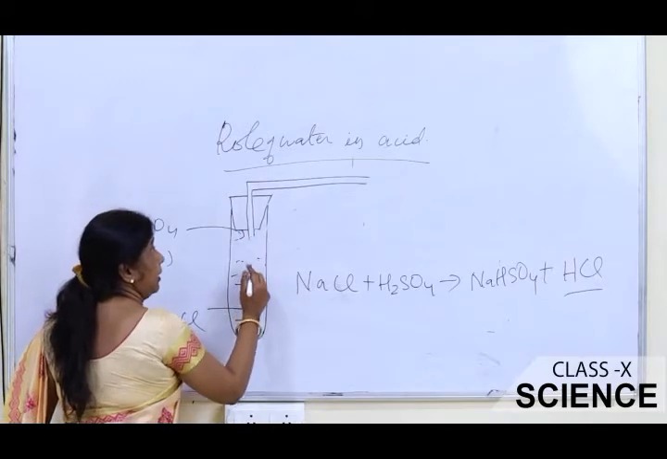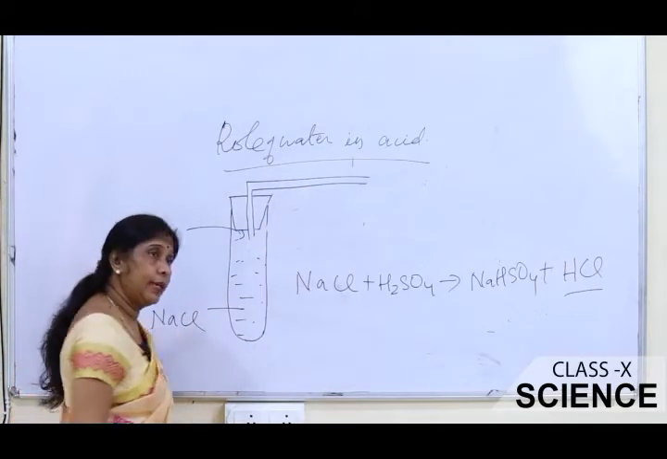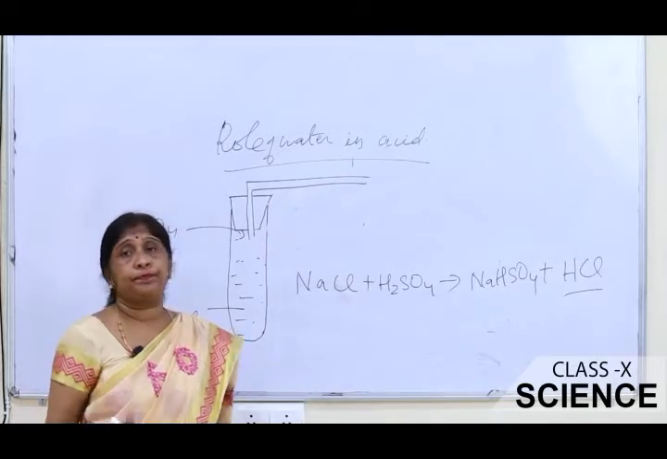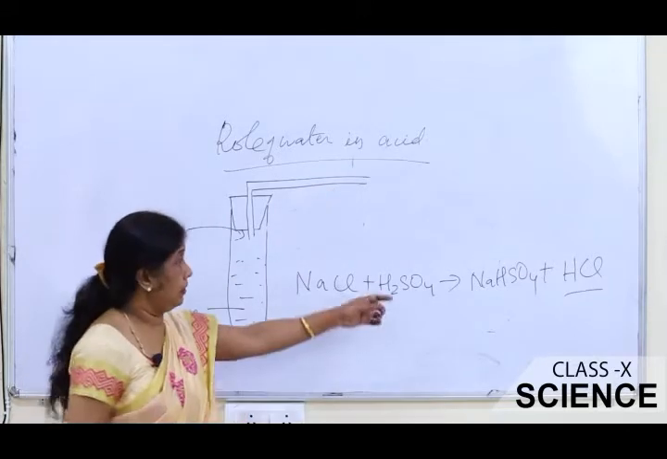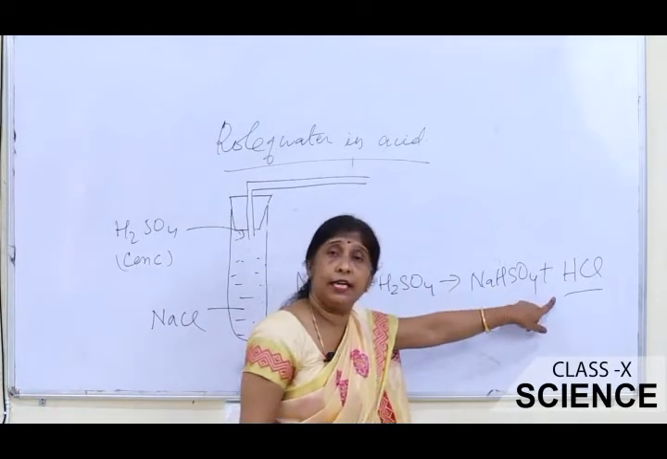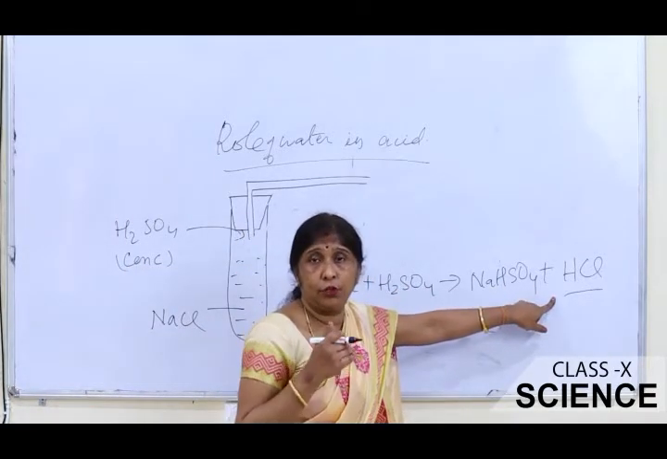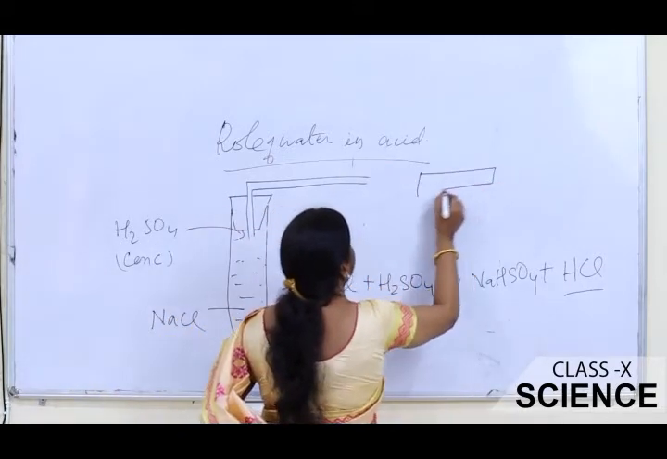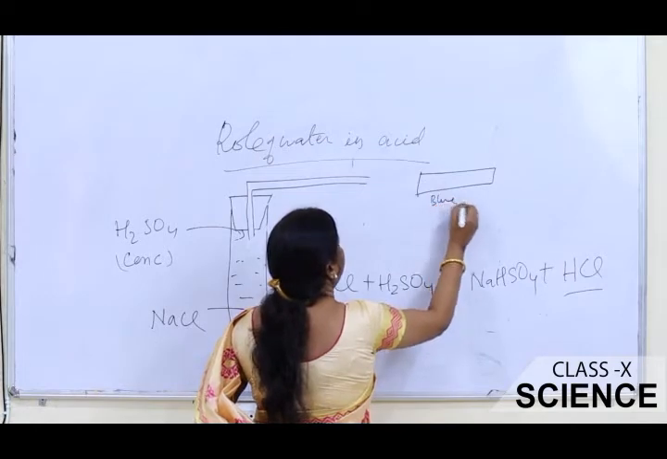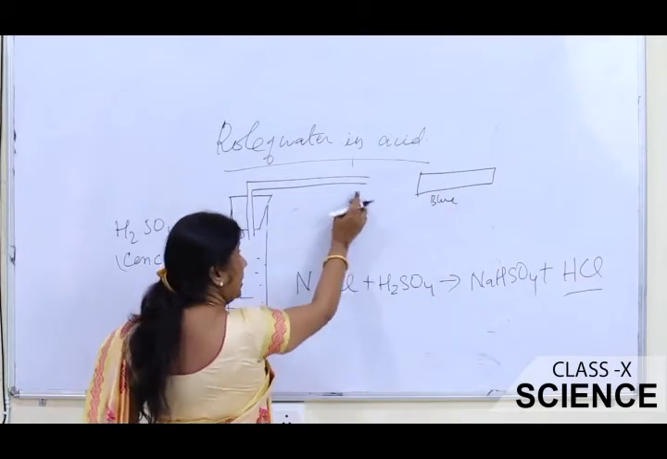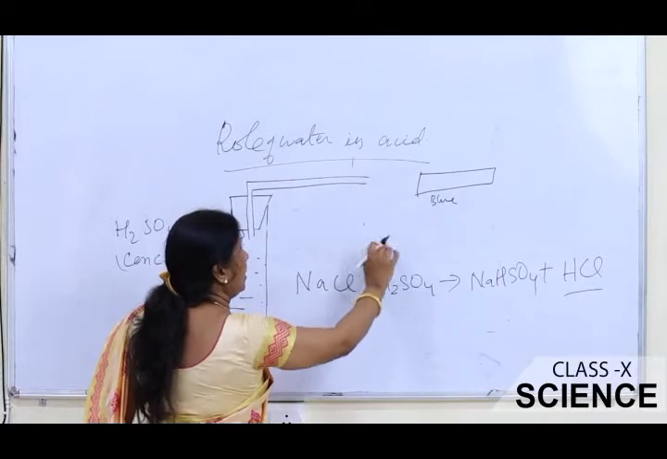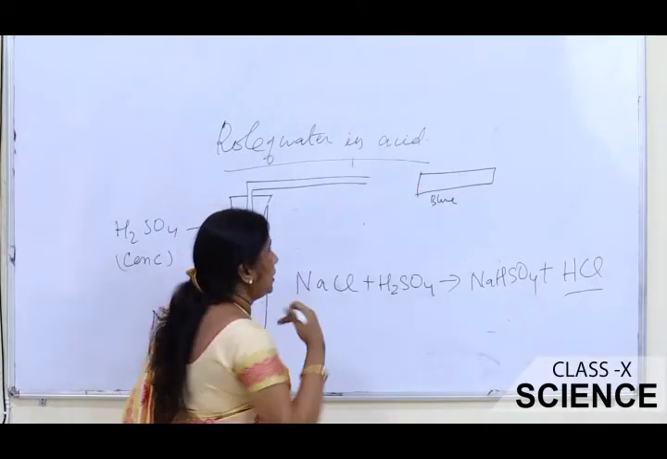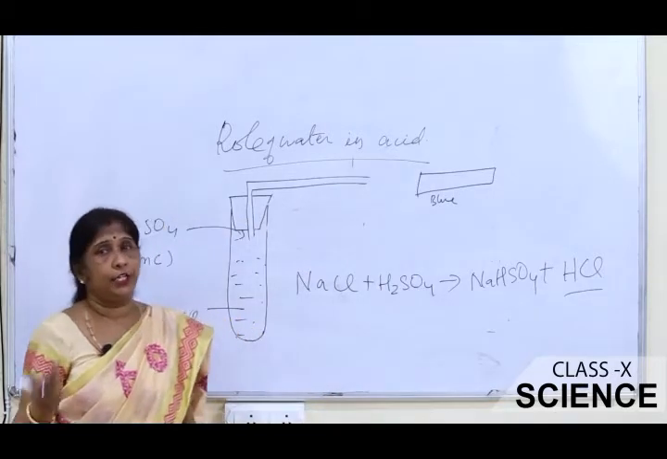Now this HCl gas will move through this delivery tube. Now how can we check that this gas is hydrogen chloride gas? So I will bring a blue litmus paper near the mouth of the test tube, and we know that when the blue litmus paper comes in contact with some acid, it will change into red color, isn't it?